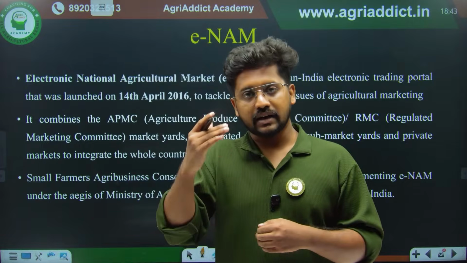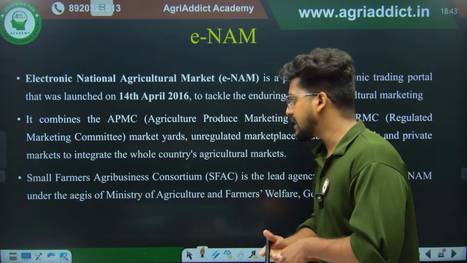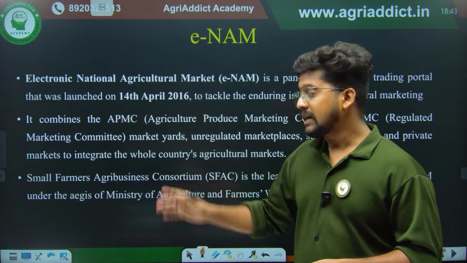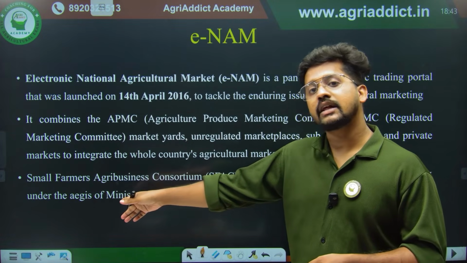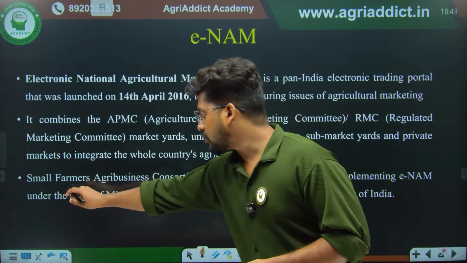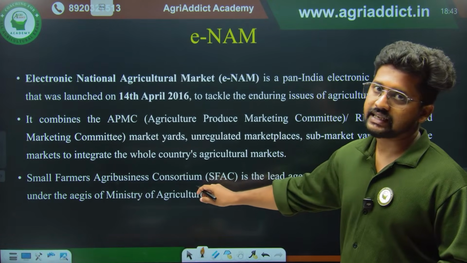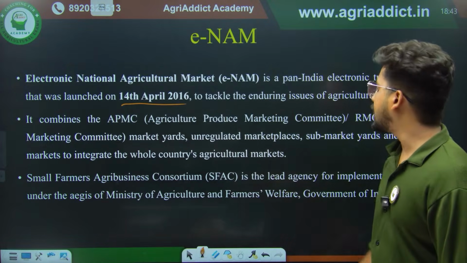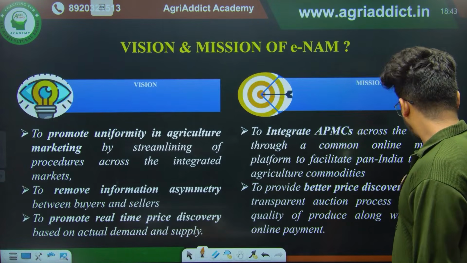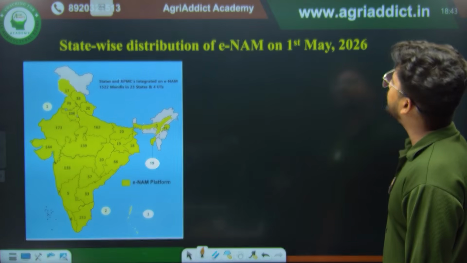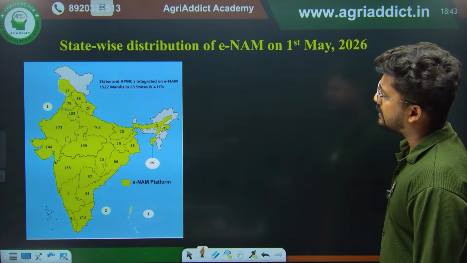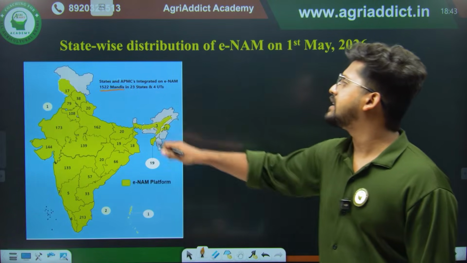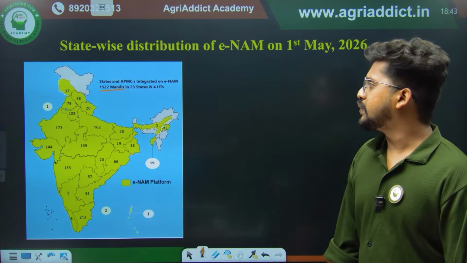So it is clearing the idea of information asymmetry, and you should always remember who the implementing agency of ENAM is. The implementing agency of ENAM is none other than the one that you have studied in agricultural finance, that is Small Farmers Agri-Business Consortium, SFAC. SFAC is the implementing agency of ENAM, and the year of establishment was 14th April 2016. As of May 1st, the state-wise distribution of ENAM: we have almost 1,522 mandis in 23 states and 4 union territories.